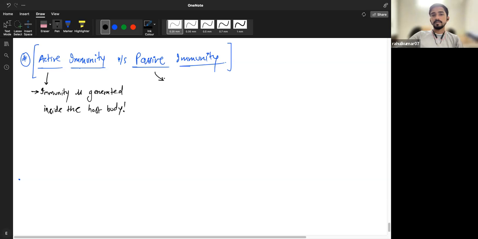And passive immunity means that antibodies are not generated within the body, but are preformed and transferred into the host body. Make sense?